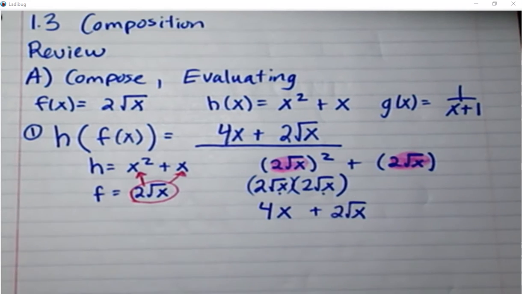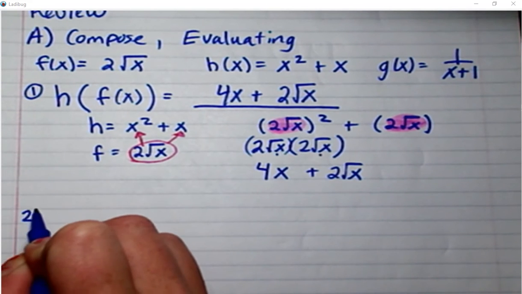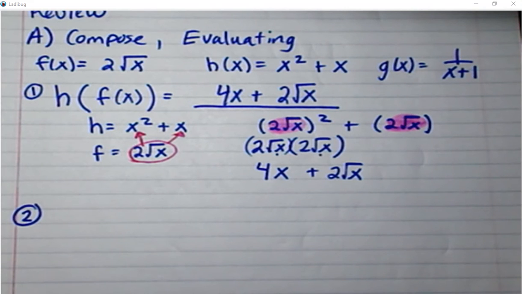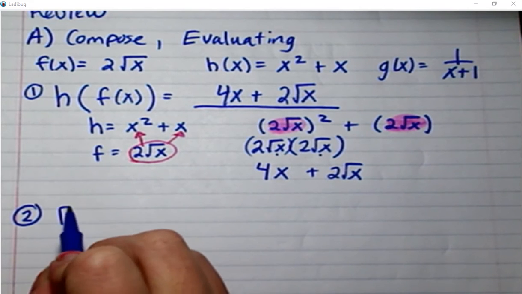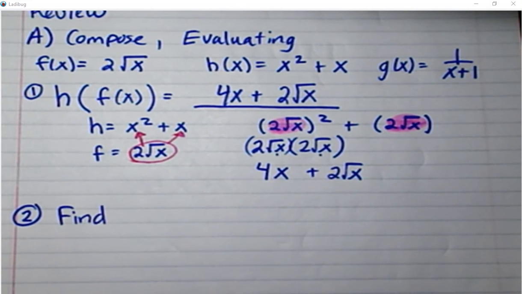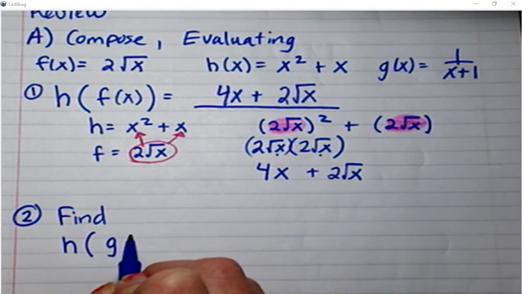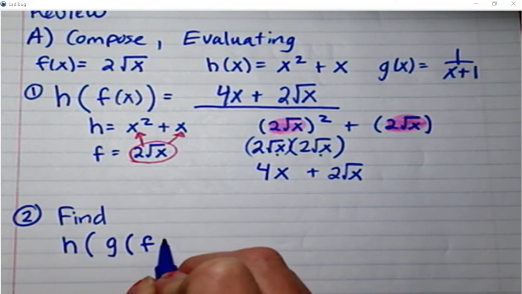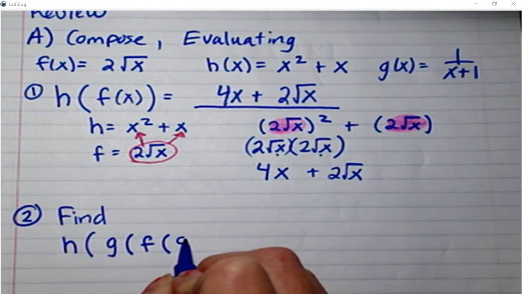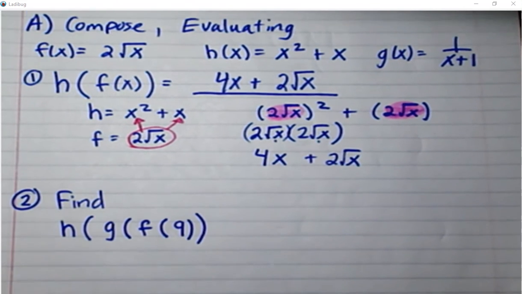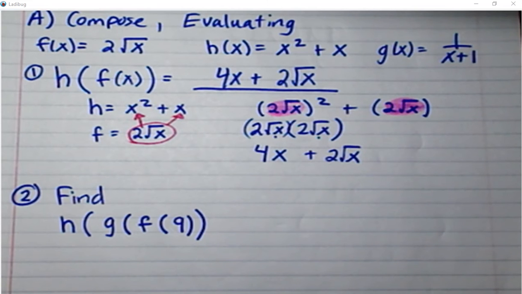Okay, one other piece here. We're going to do a little evaluating review, and then we'll move into the points in the tables a little bit. Okay, so I want you to find H of G of f of 9. Whew. Okay. H of g of f of 9.